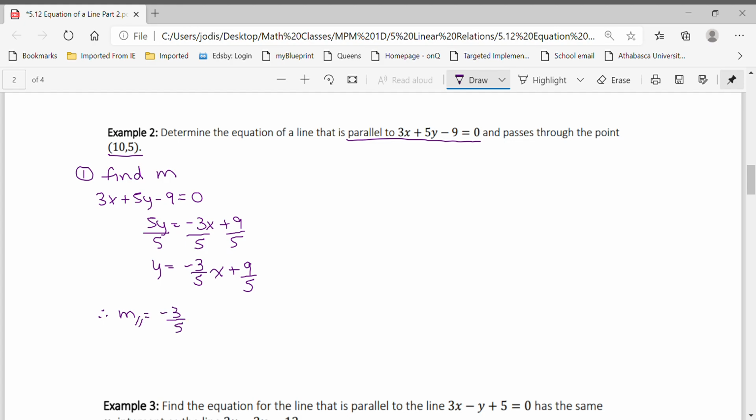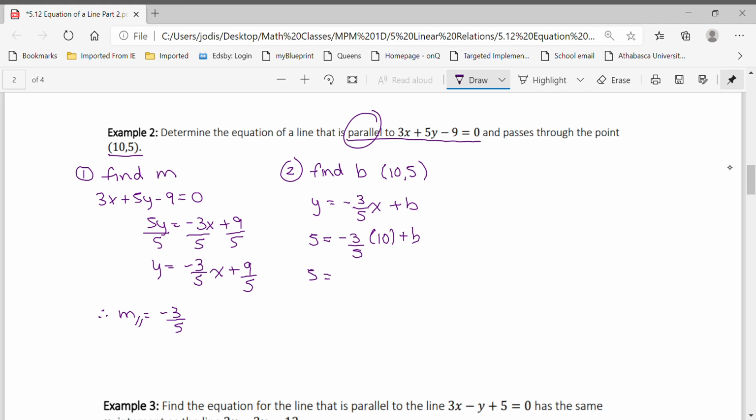And that's my parallel slope that I want, right? Because it said parallel. So next we need to find our y-intercept. And we have this point 10, 5 that we can plug in. So we know we have y equals negative 3 over 5x plus b. Now let's plug in our point. So y is 5, and x is 10.